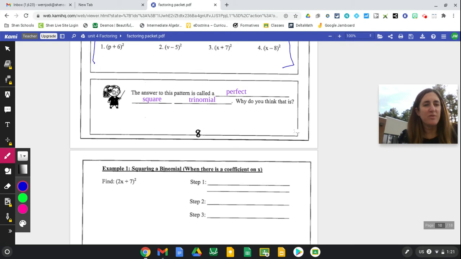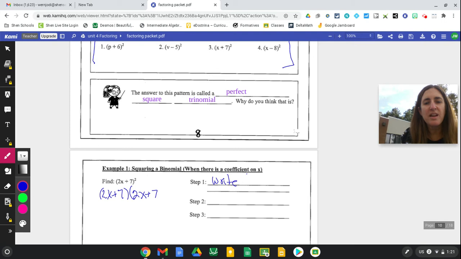So let's look at this first example here. It says find 2x plus 7 squared. All right, I'm going to do the same process. I'm going to write 2x plus 7 times 2x plus 7. So you're going to write 2x plus 7 next to itself. And now I'm just going to double distribute. Or if you like using the box method, you could use that too.